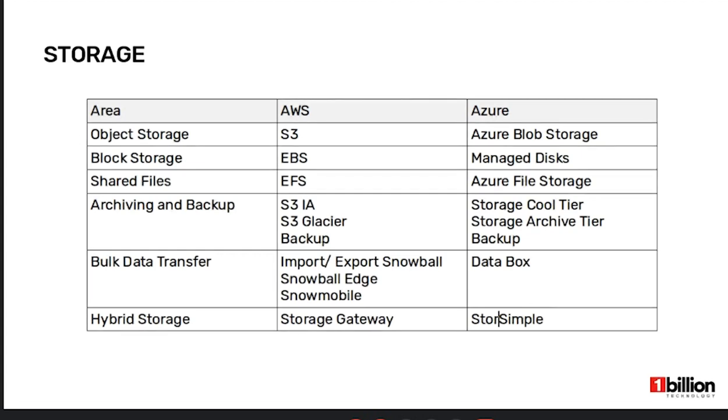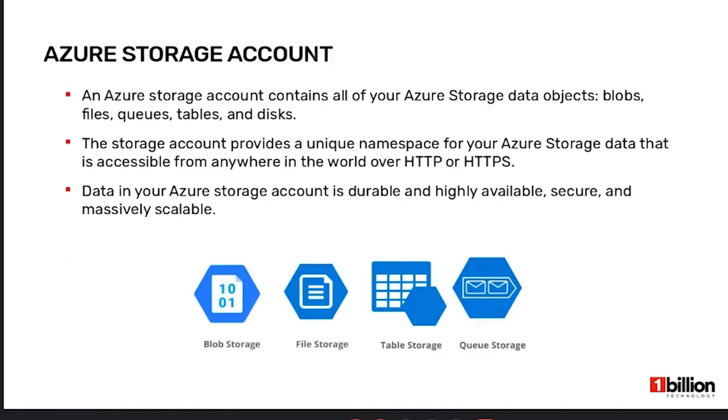Storage, again, a bit different. When it comes to object storage, we directly use S3 in AWS. It's very easy to understand, any guy can understand that. But when it comes to Azure, it's a bit different. When you're going to create object storage, you need to create a storage account, right? Within the storage account, you find multiple components. One is called blob storage, one is called file storage, one is called table storage, and another one is called queue storage, right? You don't find that in AWS. So all these are separate.